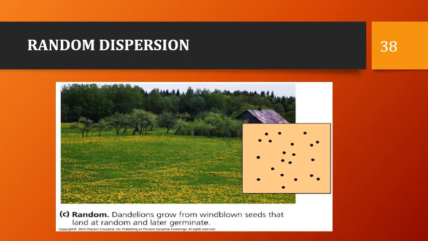So, a very good example is these dandelions. Dandelions grow from wind-blown seeds that land at random and later germinate. So, like for example, yung ating mga grasses, minsan, di ba, pakalat-kalat lang sila somewhere else. Yung iba kung saan-saan tumutubo just to survive.